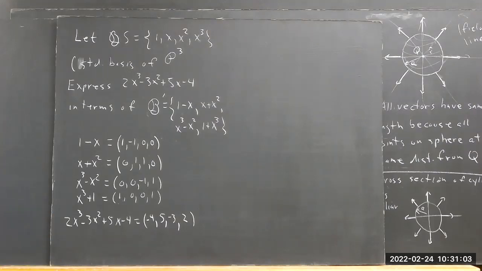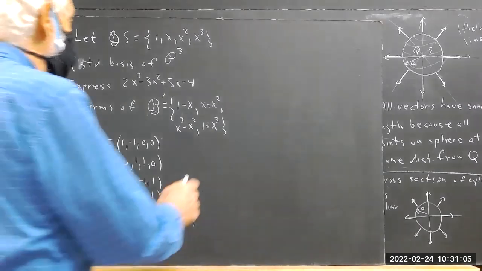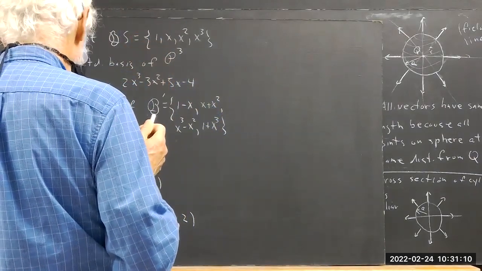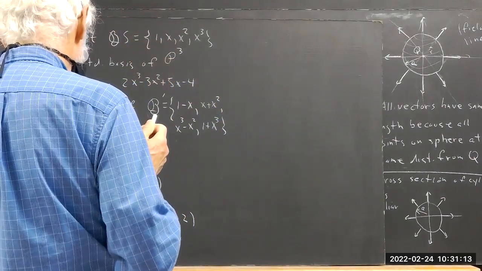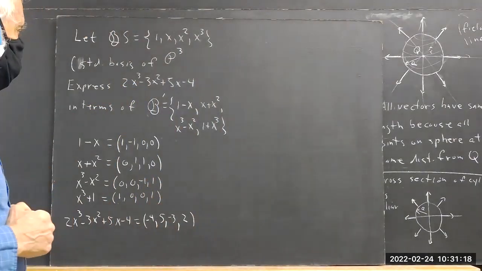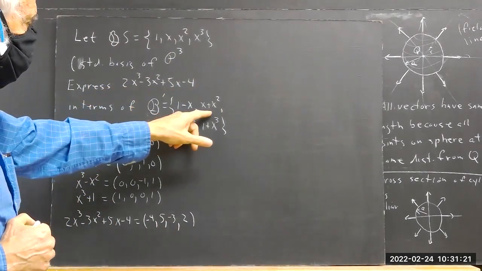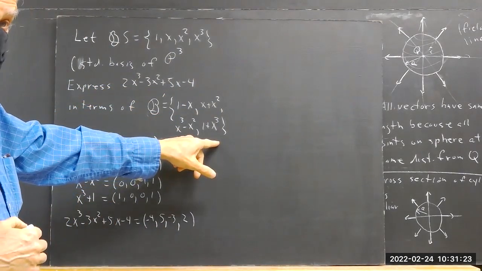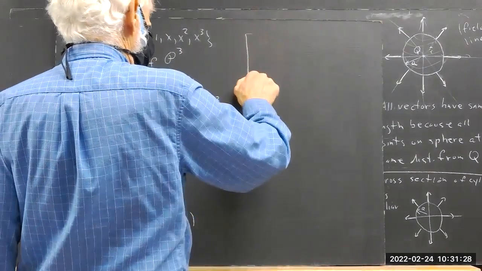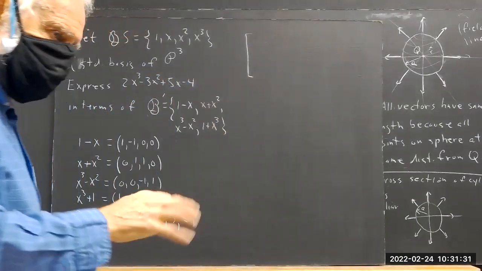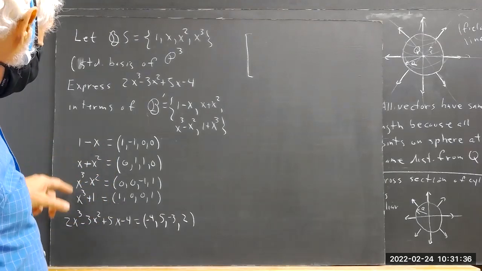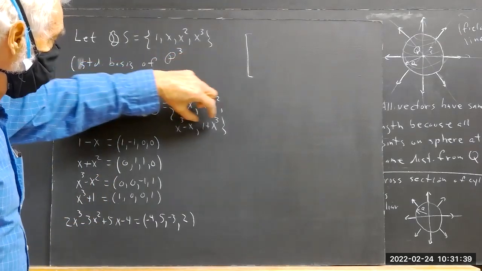Now, we want to express this as a linear combination of these. A reason that I'll leave you to think a little bit more about. Here are 4 basis vectors. I mean, here are the 4 vectors. Okay, here are the 4 basis vectors in terms of this basis.